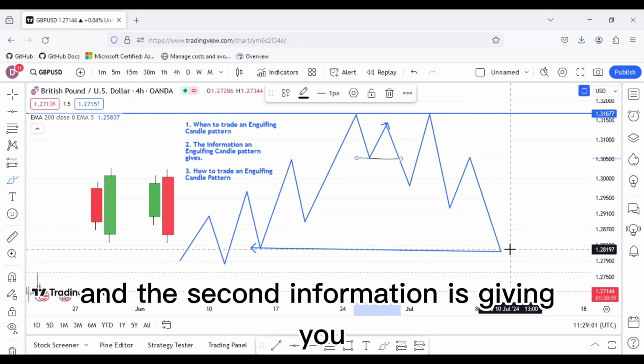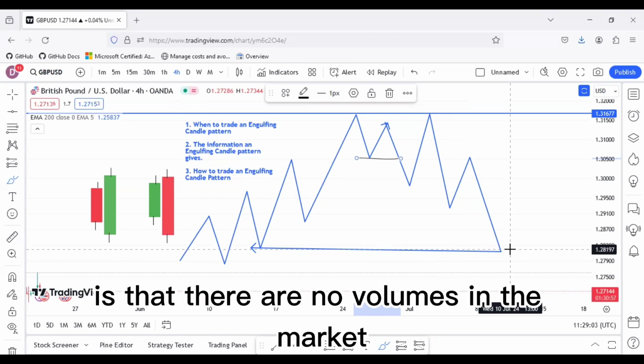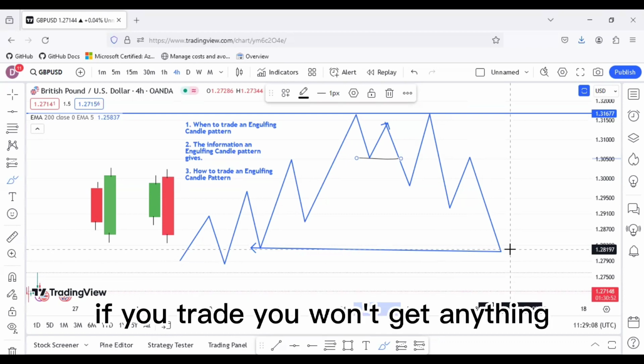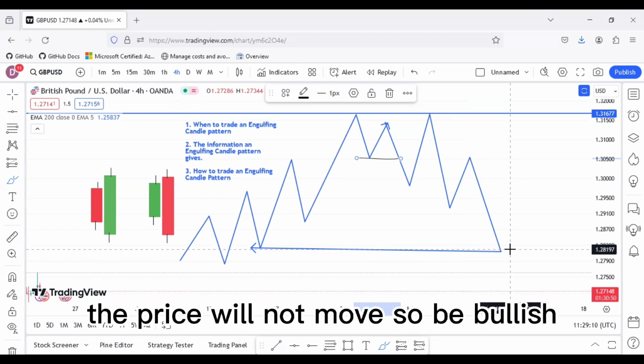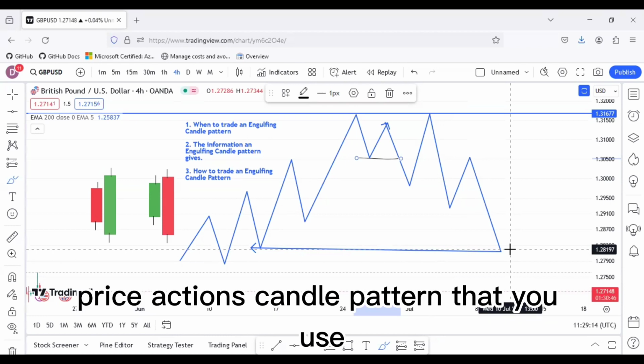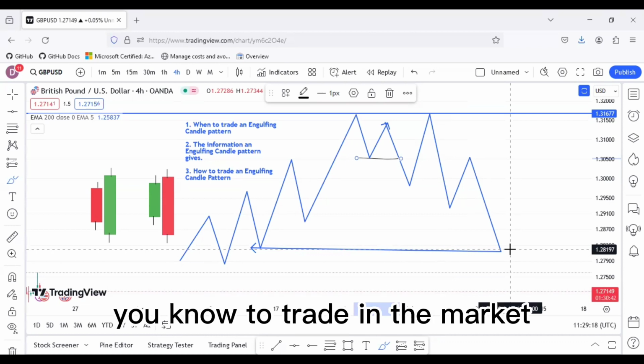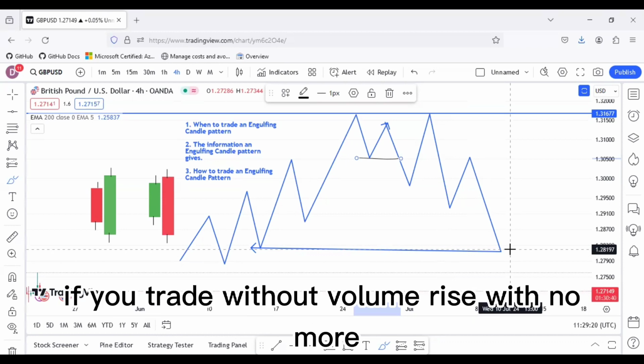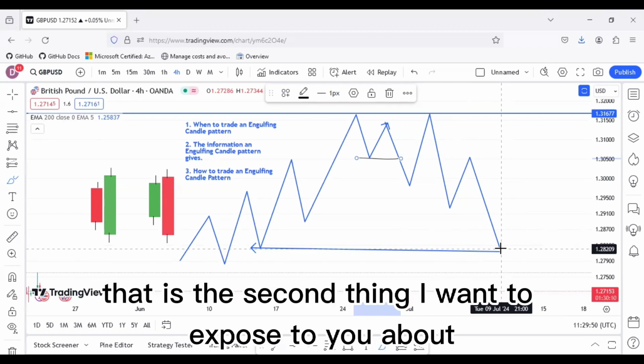And the second information it's giving you is that there is now volume in the market. Because without volume, if you trade, you won't get anything. The price will not move. Be it bullish or bearish engulfing, these are price action candle patterns that you use to trade in the market. If you trade without volume, price will not move. That is the second thing I want to expose to you about engulfing.